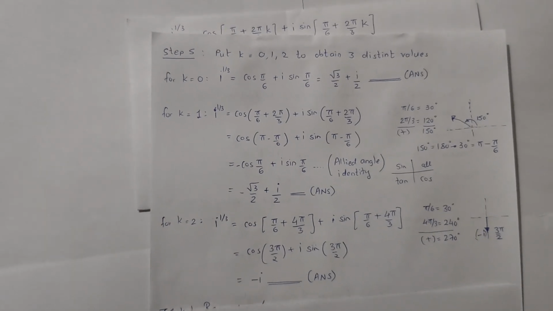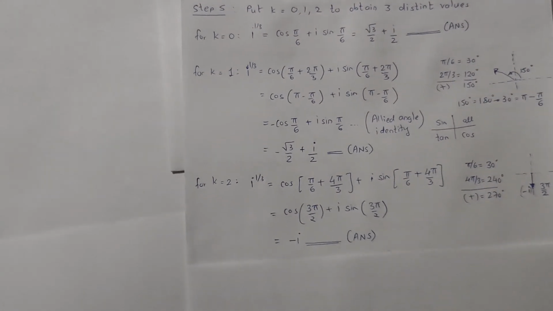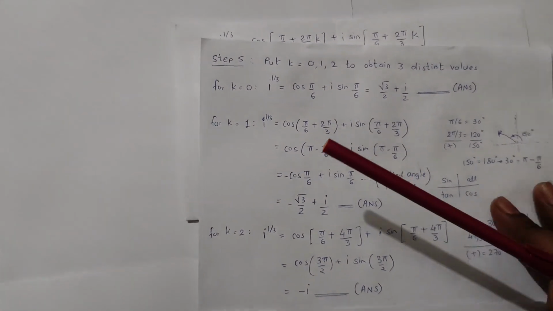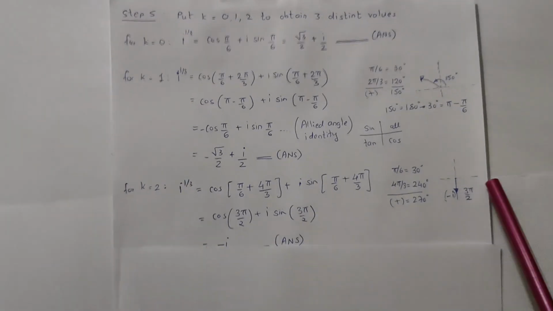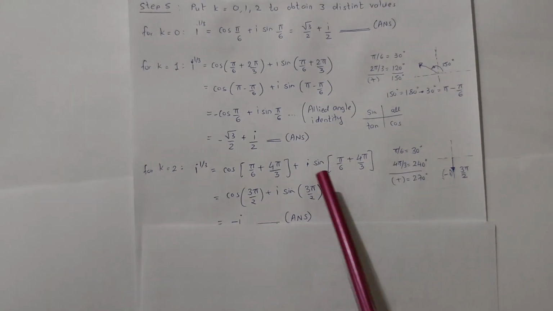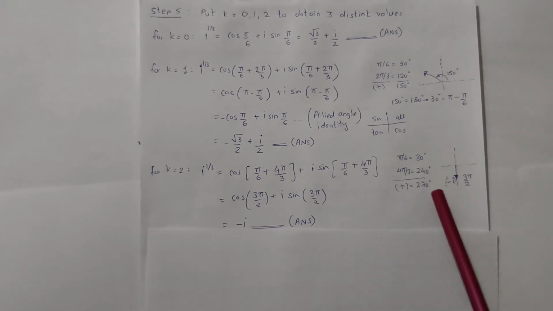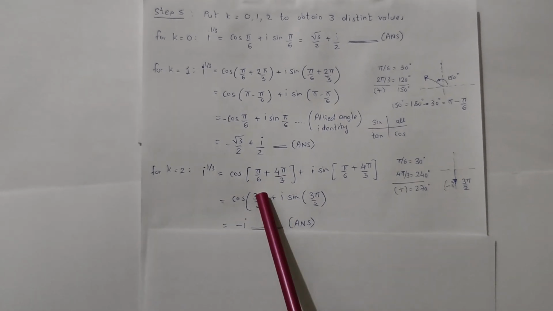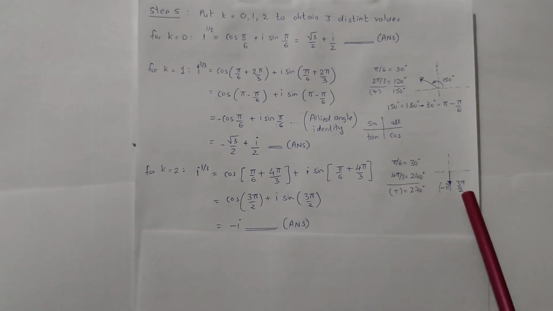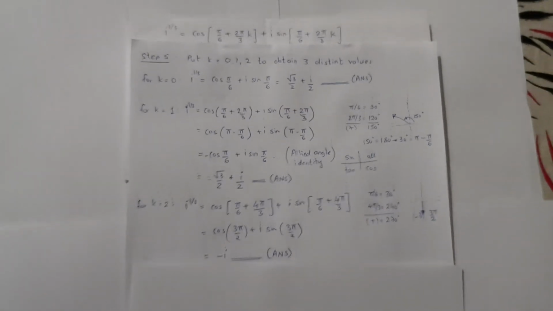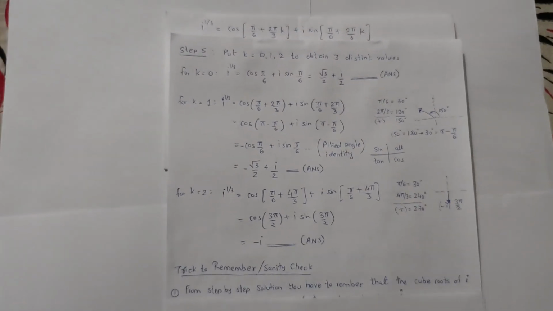Now ultimately we move to k equal to 2. When you put k equal to 2 in this expression, this is how you can graphically depict it. If you add up these two values, then you arrive at pi by 6 plus 4 pi by 3, which is nothing but 3 pi by 2. And this is nothing but minus i. So once again, this is another cube root.